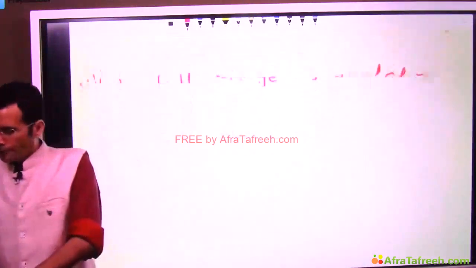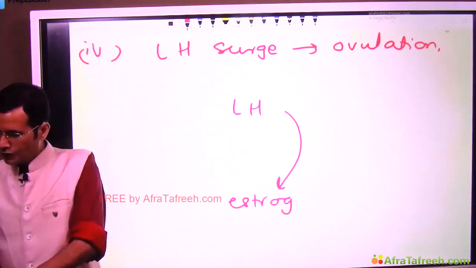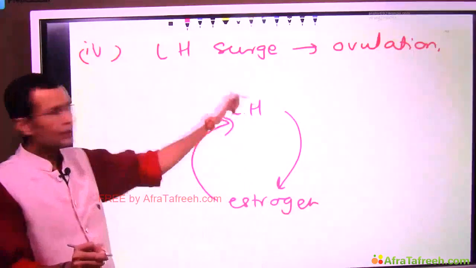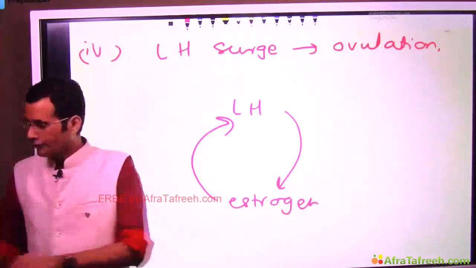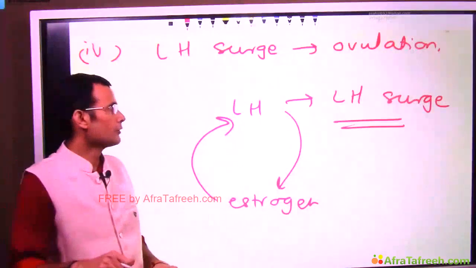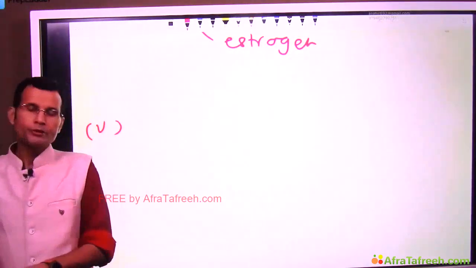So estrogen stimulates LH, LH further stimulates secretion of estrogen, and estrogen further stimulates LH. So a positive feedback will ensue. This will finally result in LH surge, that's followed by ovulation. So that leads to ovulation. Another example of positive feedback.